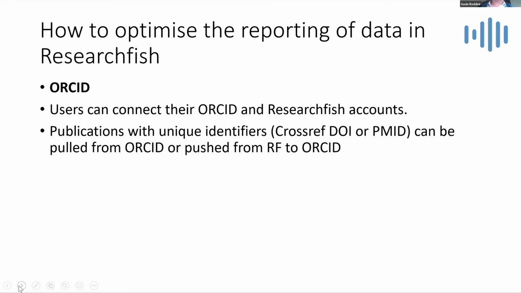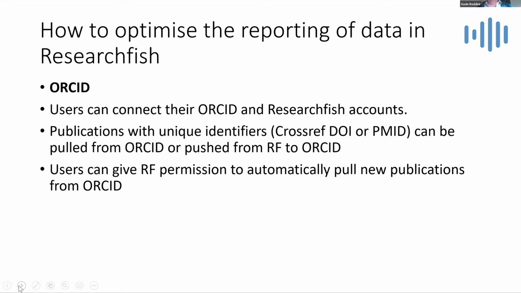So this enables you, if you already have the information structured, to pull it and to not have to worry about reporting it again. And you can even give permission to researchfish as part of that connection to automatically pull new publications from ORCID. So within about 4 minutes of a new record appearing in ORCID, it would appear in your researchfish portfolio. And whenever you use researchfish, you should be able to associate your ORCID, and it's at the top of every single page. And when you have, you'll see your ORCID ID there as well.